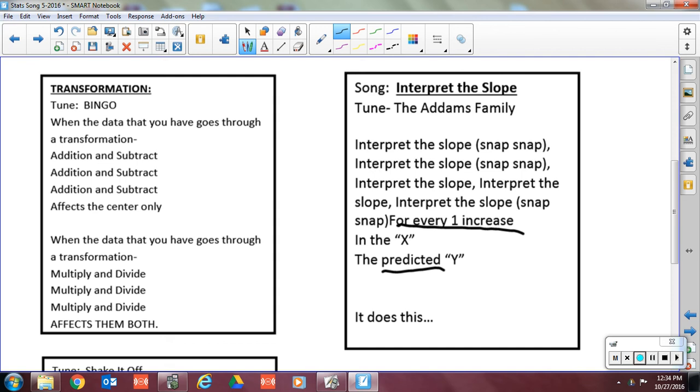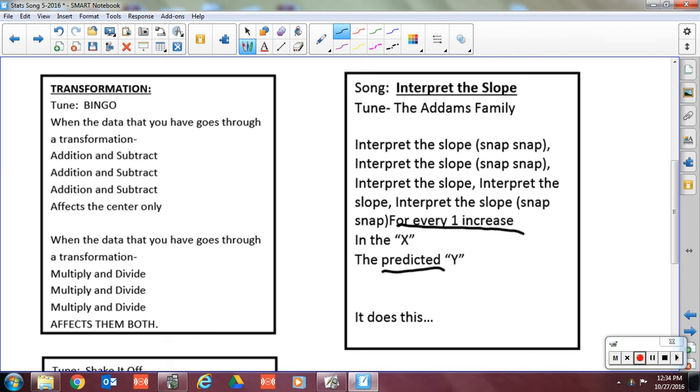Interpret the slope. Interpret the slope. For every one increase in the X, the predicted Y, it does this. Interpret the slope.